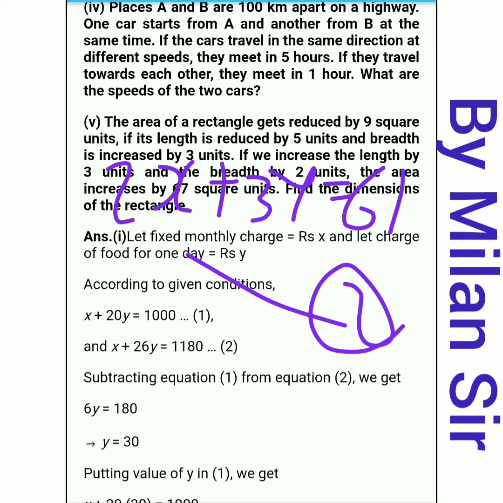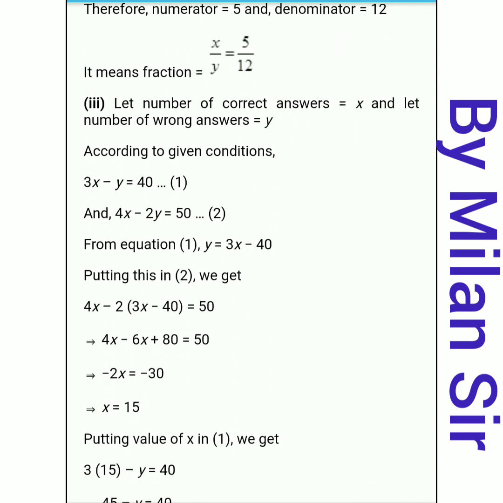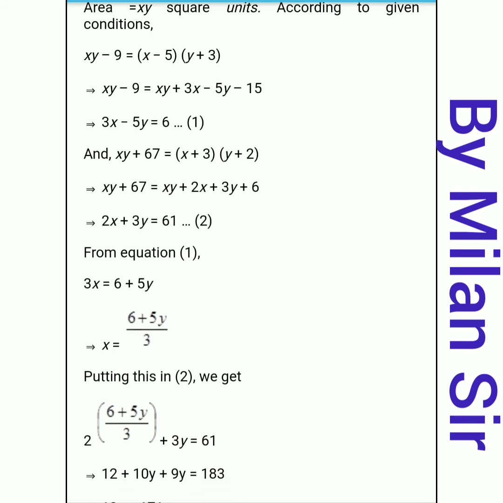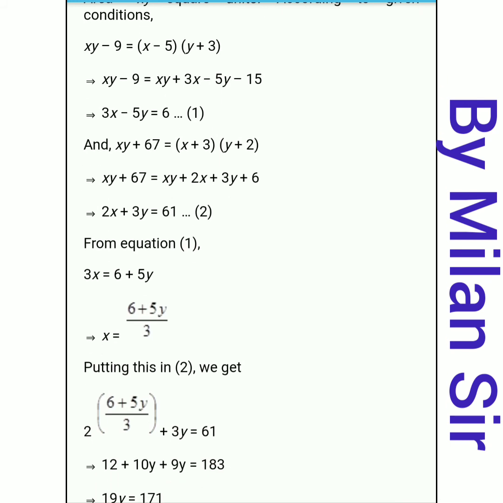So our two equations are ready, right? The first equation is 3x minus 5y is equal to 6. The second equation is 2x plus 3y is equal to 61. Now from here we can use any method. In both equations there is no common term, right? So right now we do not go with elimination. Just try substitution, otherwise cross multiplication. Right now we are going with the substitution method.